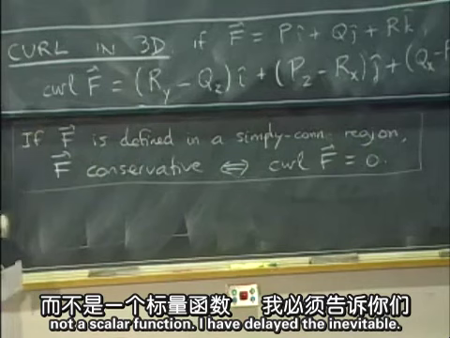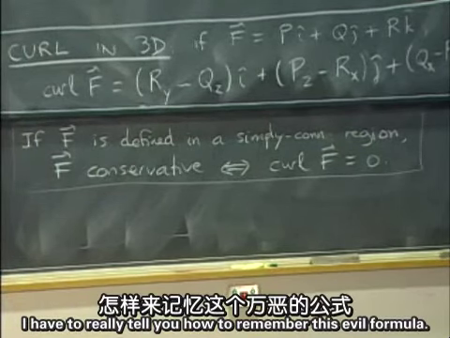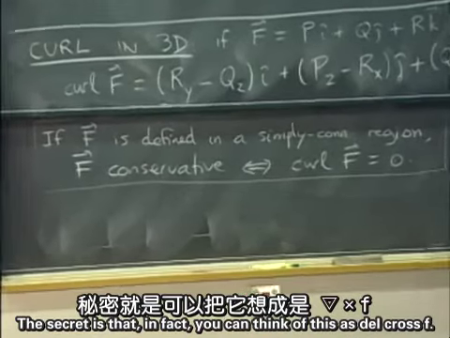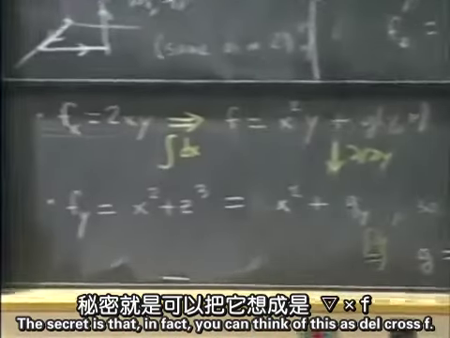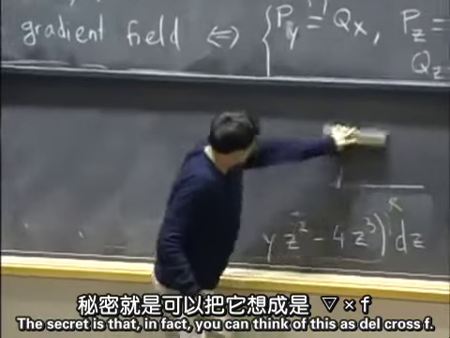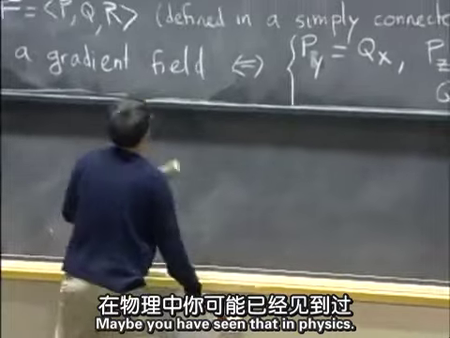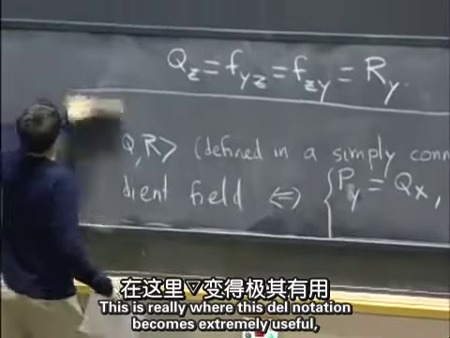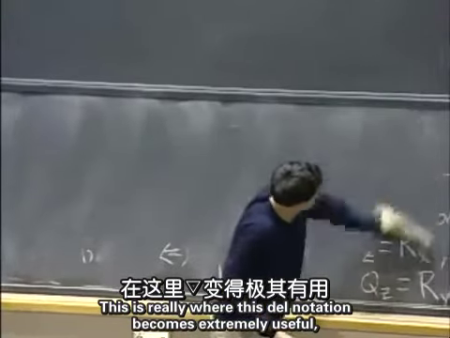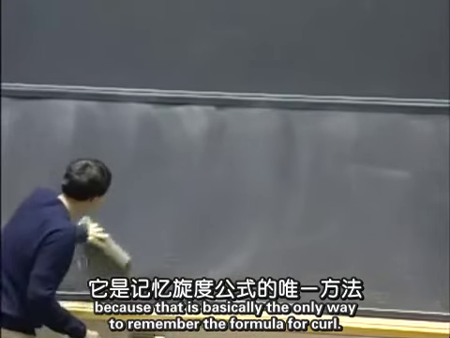Now, okay, so I've delayed the inevitable. I have to really tell you how to remember this evil formula. The secret is that you can think of this as del cross F. So maybe you've seen that in physics. This is really where this del notation becomes extremely useful, because that's basically the only way to remember the formula for curl.